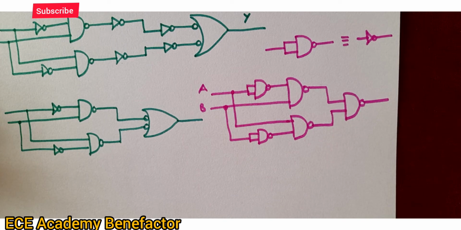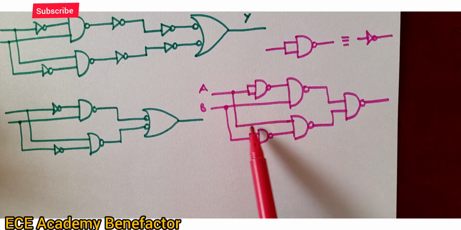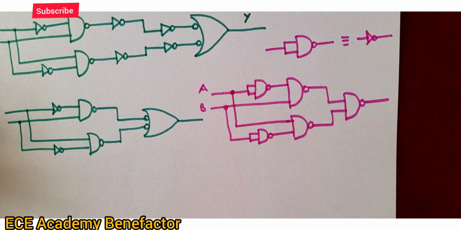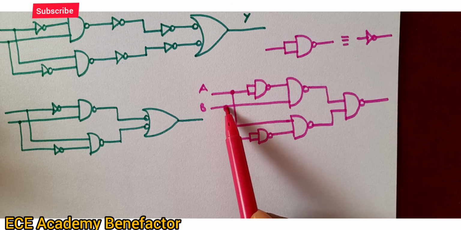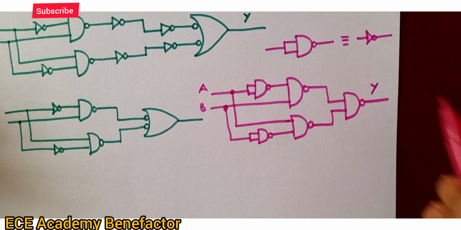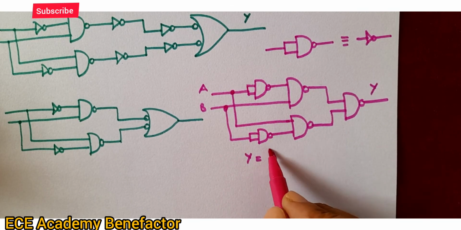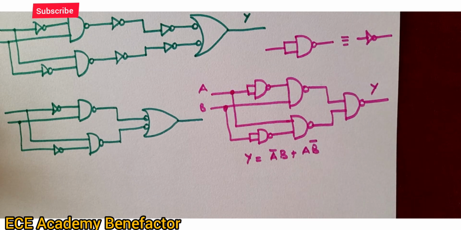Okay, I hope you have understood it. So while drawing the circuit diagram, you have to be careful. If you are using the A input to give to this gate, you have to darken this point. Similarly, when you are taking the B input, you have to darken this point like this. So here you are getting output Y. What is this output Y? Y is equal to A bar B plus A B bar. This is an XOR gate.